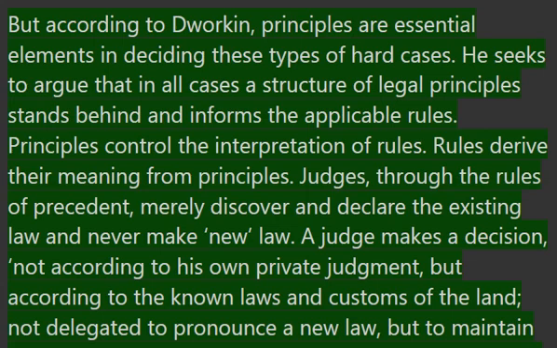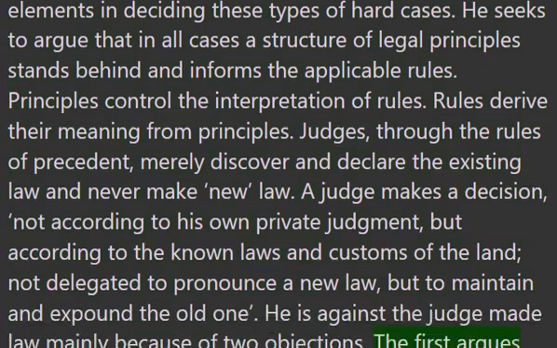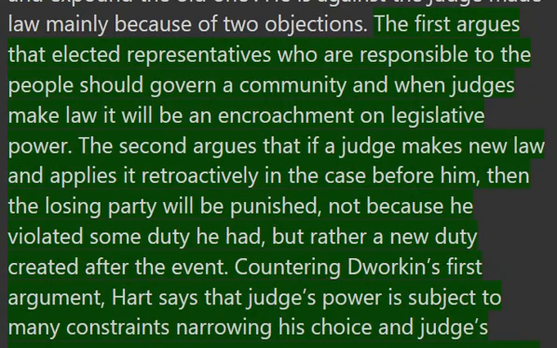Judges, through the rules of precedent, merely discover and declare the existing law and never make new law. A judge makes a decision, not according to his own private judgment, but according to the known laws and customs of the land, not delegated to pronounce a new law, but to maintain and expound the old one. He is against judge-made law mainly because of two objections. The first argues that elected representatives who are responsible to the people should govern a community, and when judges make law it will be an encroachment on legislative power.